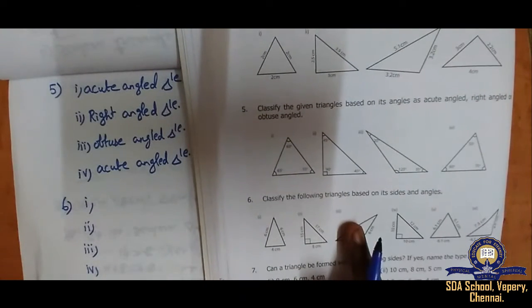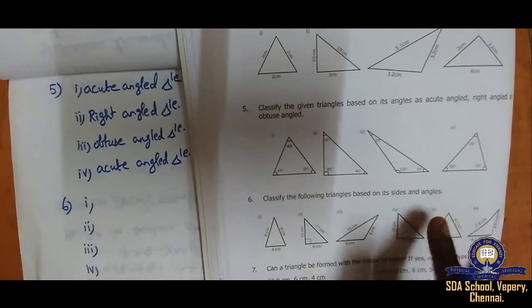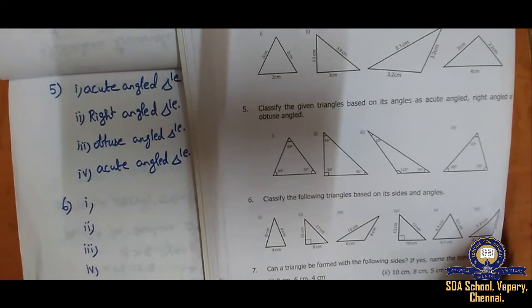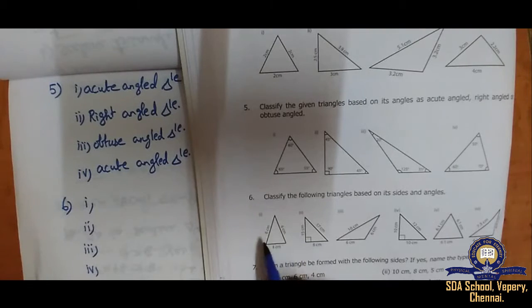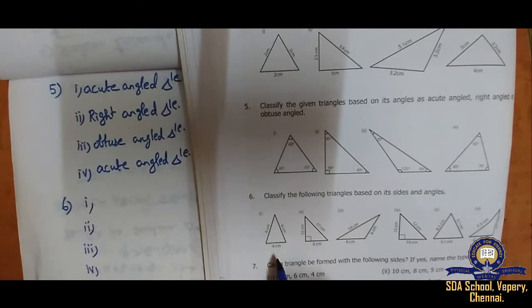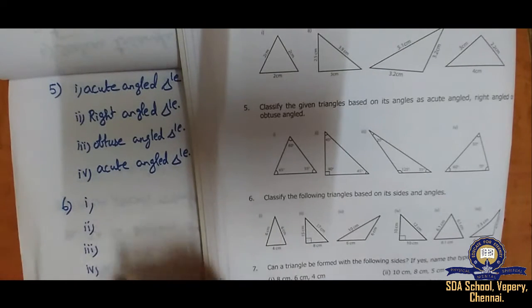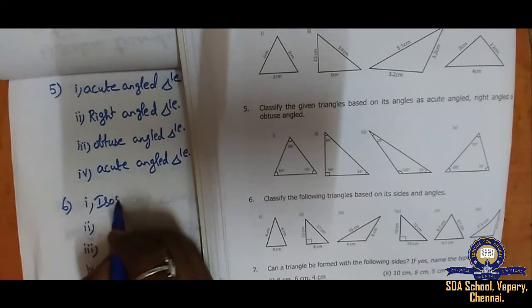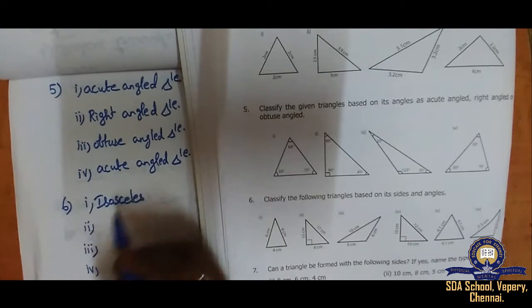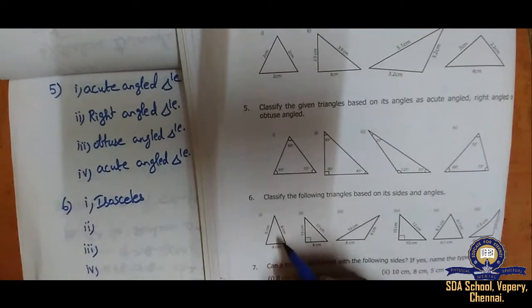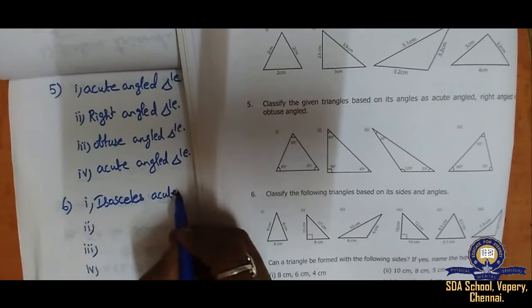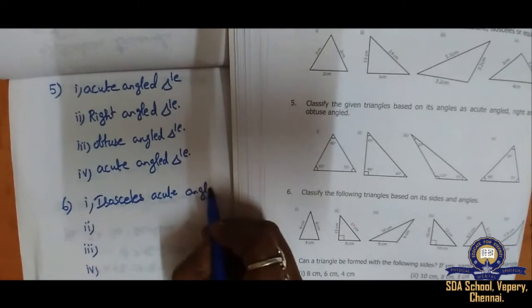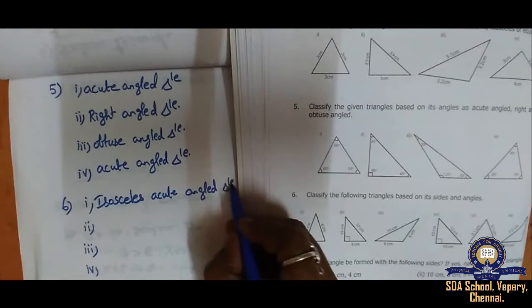Next, sixth question. Classify the following triangle based on its sides and angle. Both we should write. Sides also we should compare, we should compare angles and we should write. See here both the sides are 6 centimeter and this is 4. If both the sides are the same, what should we write? It is isosceles. See, is it acute or obtuse or right angle? It is an acute angle. Isosceles acute angled triangle. Clear?